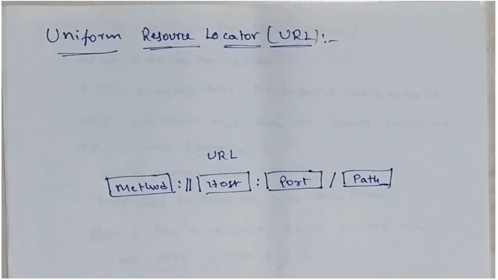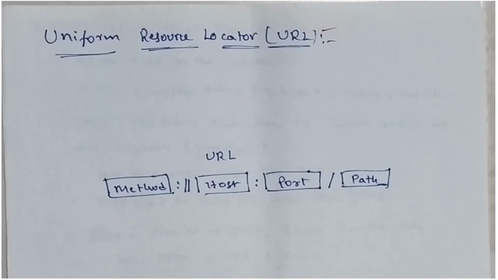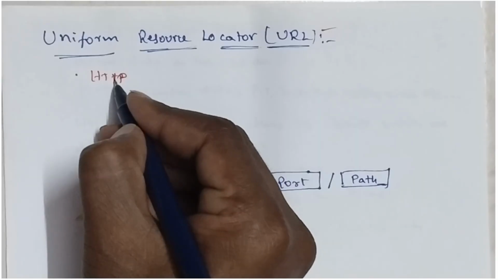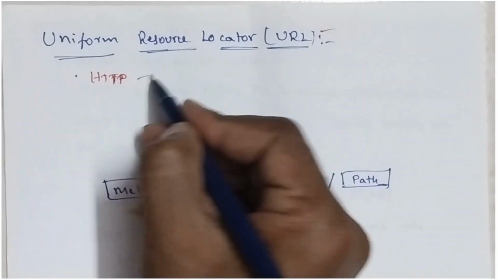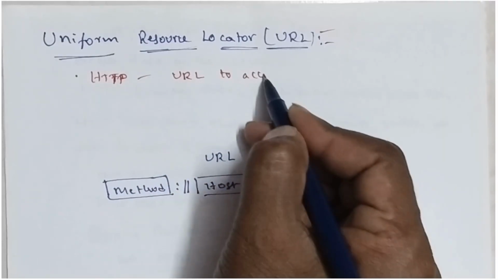In today's class, we'll discuss the Uniform Resource Locator. What is a Uniform Resource Locator? Simply, we call it the URL. When a client wants to access any type of document on the internet, it needs an address to access the document, right? To access the document, we use the HTTP protocol. Here, HTTP uses a URL to access the required document.